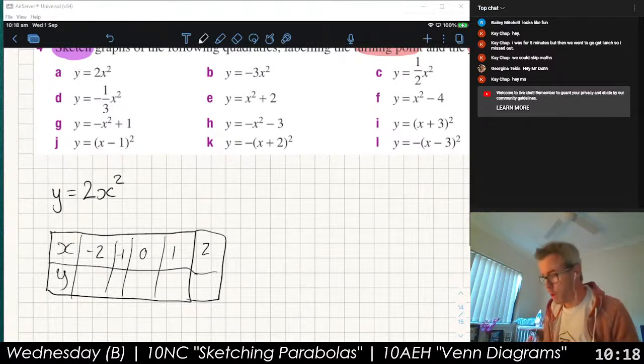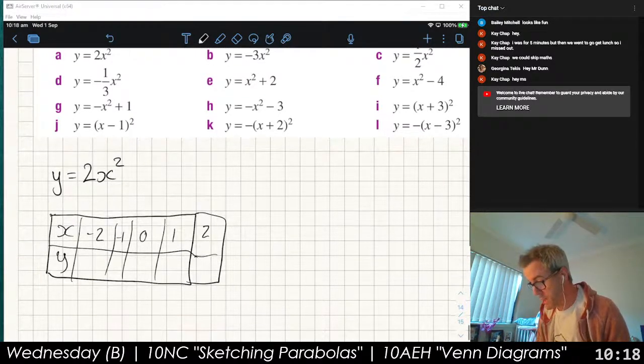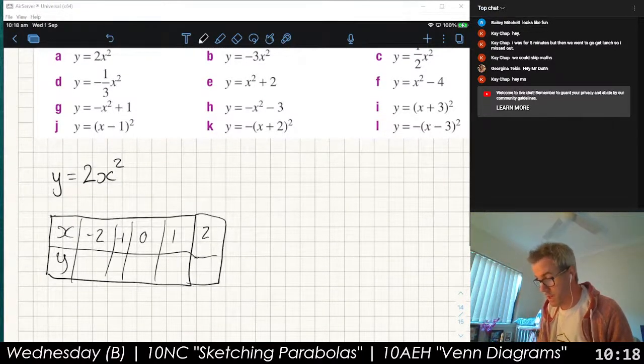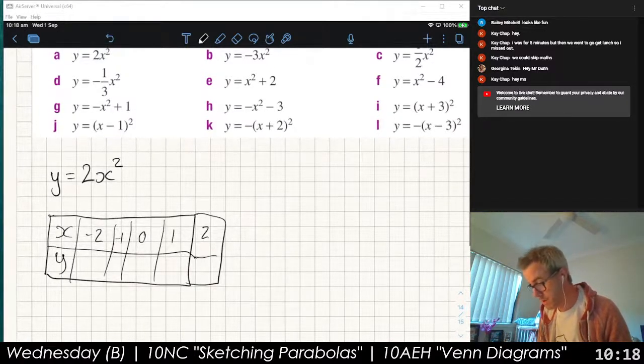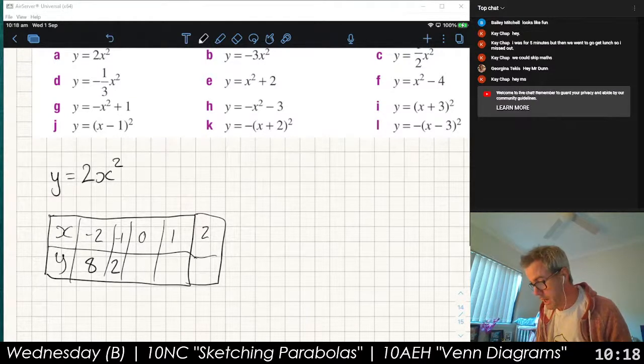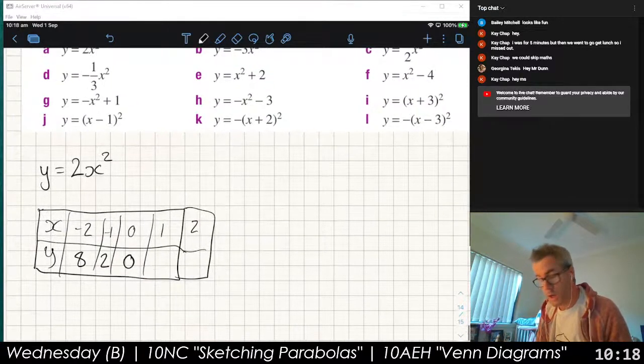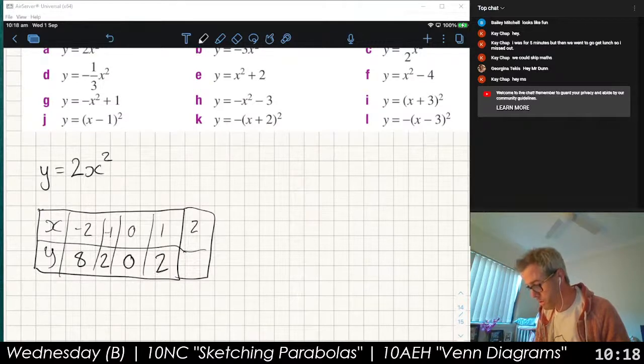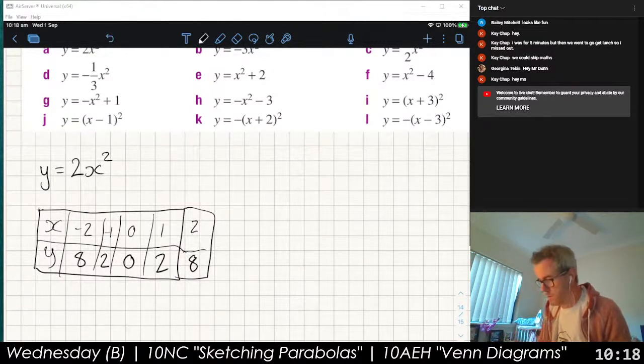Then what I want you to do is go ahead and solve it. So quickly, let's solve this. -2 squared is 4. 4 times 2 is 8. -1 squared is 1. 1 times 2 is 2. 0 squared is 0. 0 times 2 is 0. 1 squared is 1, times 2 is 2. And of course, we should know this anyway because it's the axis of symmetry.